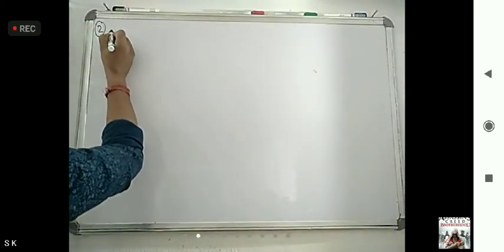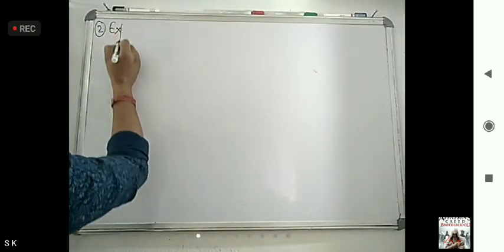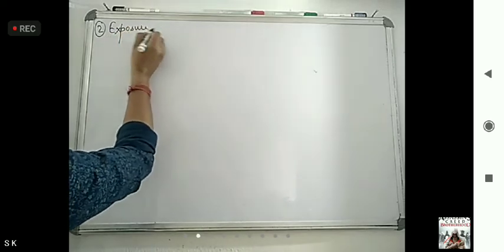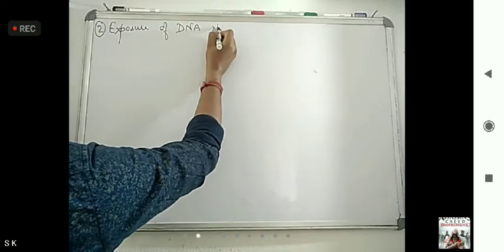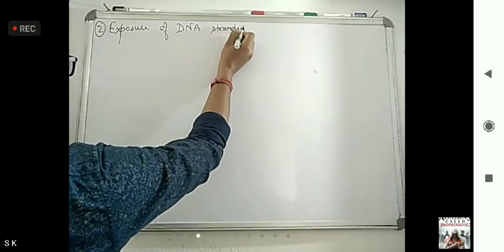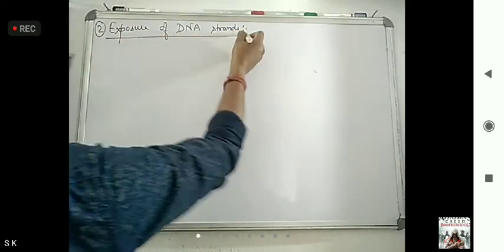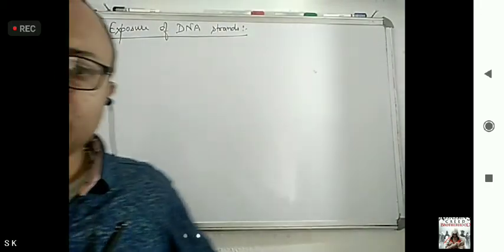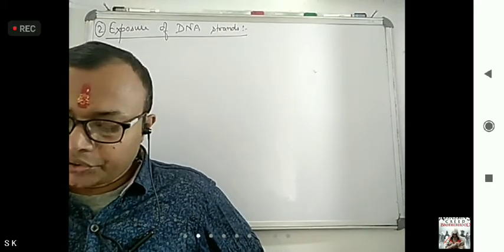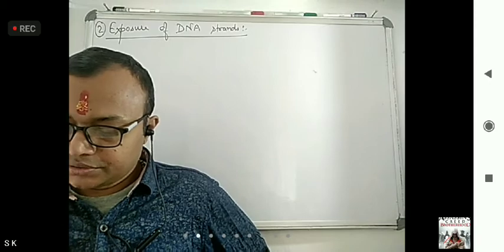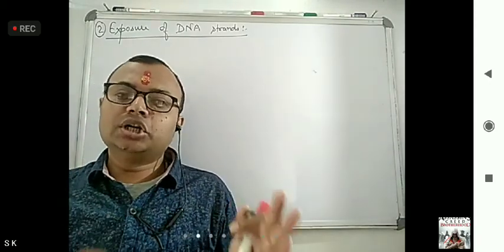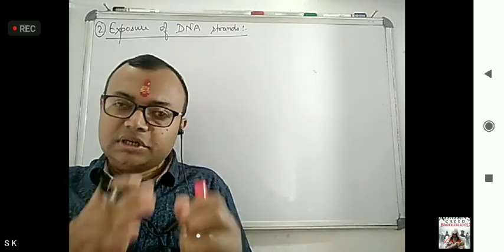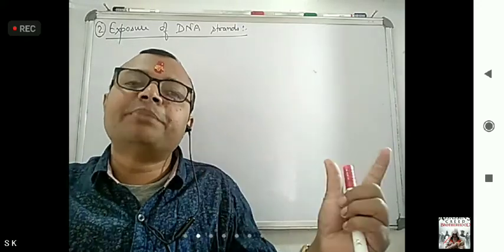Next step is exposure of DNA strands. First, we activated our deoxyribonucleotides. Then what happens? At the position of ori, origin of replication, what happens? The two strands get separated.